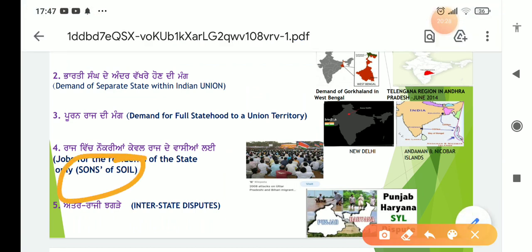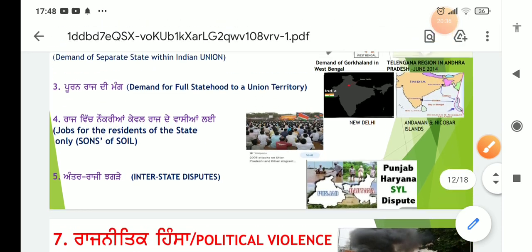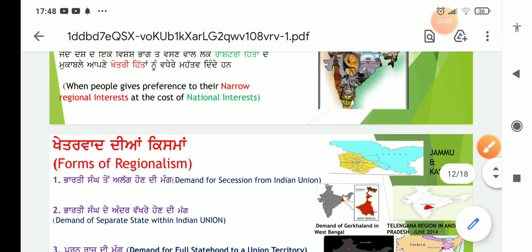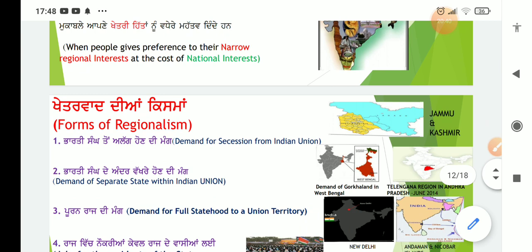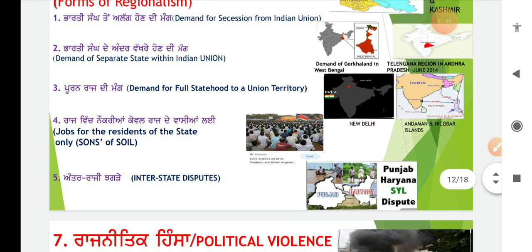And there was turmoil also. Interstate disputes, like the Punjab Haryana SYL river dispute. So basically this is regionalism. Regionalism is Kshetrawad, where people love their own region instead of loving the whole country, instead of thinking about the whole country.